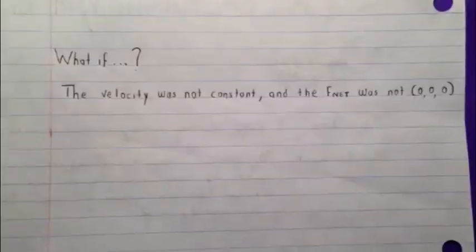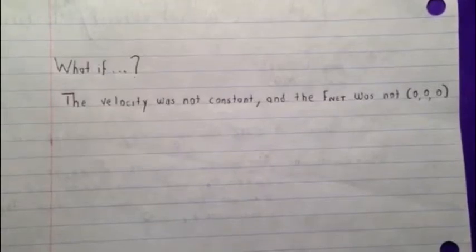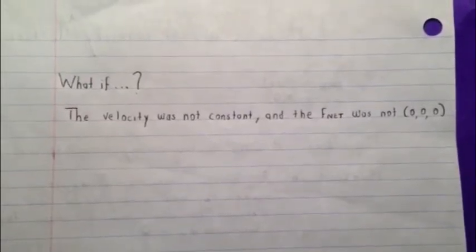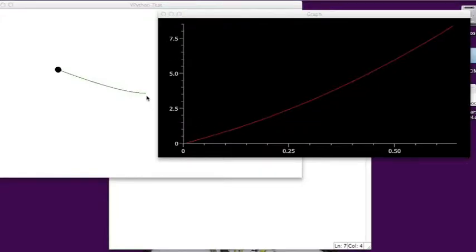What if I consider the velocity not being constant and the F-net vector not being equal to 0, 0, 0? To test my new model, I changed the F-net vector to 30,000, 20,000, and 0. In the new model, the object moves along a parabolic path instead of a straight line, and the car does start at 0, 0 again, but the final position is farther when the net force is not 0, 0, 0.